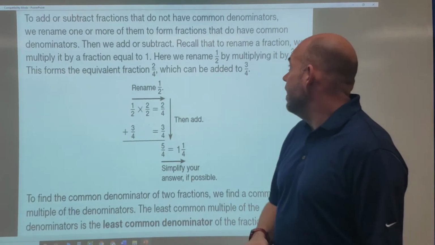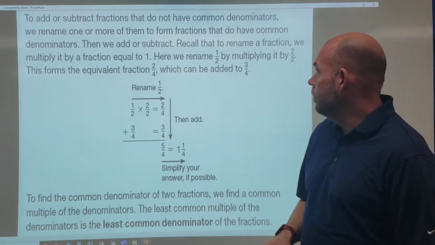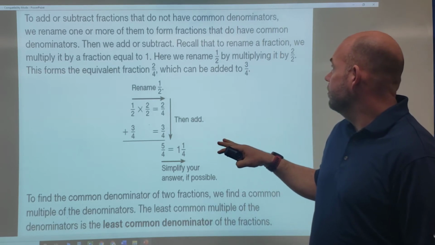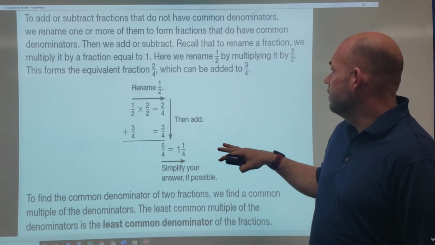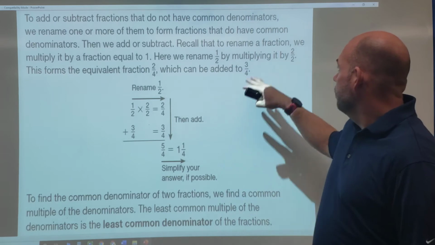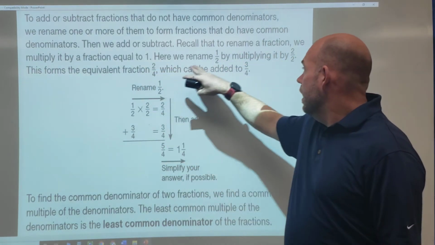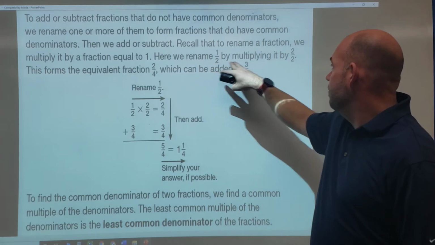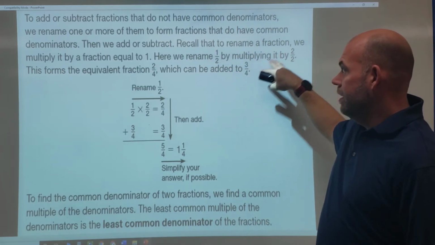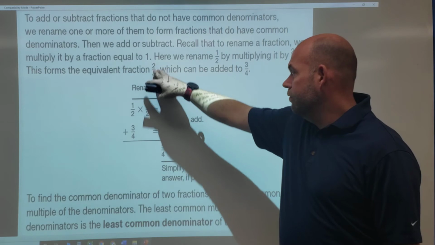To add or subtract fractions that don't have common denominators, we rename one or more of the fractions so that they do have common denominators. Then we add or subtract. Recall that to rename a fraction, we multiply it by a fraction equal to 1. So here we rename 1/2 by multiplying it by 2 halves, and that forms the equivalent fraction of 2/4.